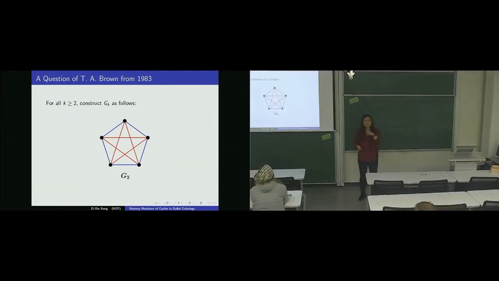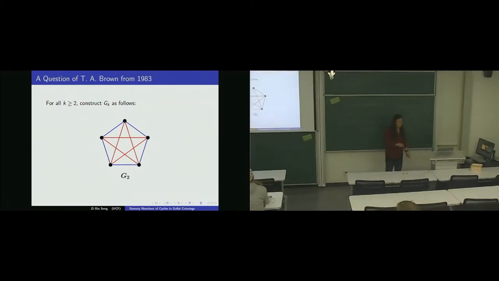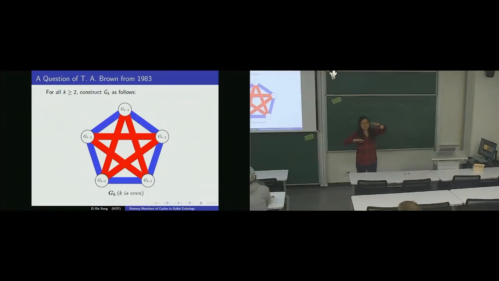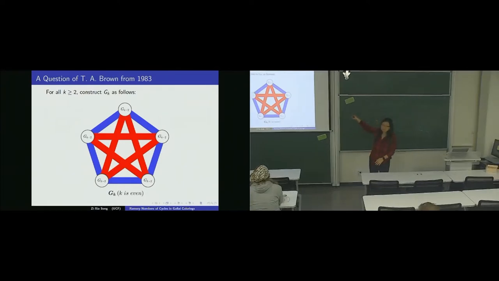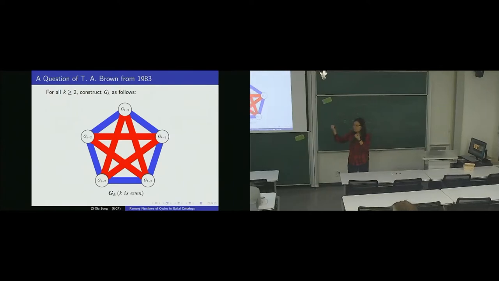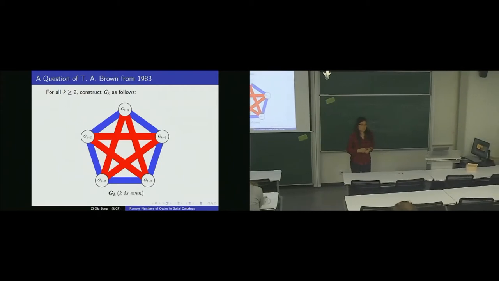What if I have four colors? Because even order goes differently, okay? If I have four colors, what do I do? You can imagine when k is even, G_{k-2} is already constructed. For the two new colors I introduced, I call them red and blue, right? I draw this picture one more time. Now I blow each vertex up, replace it by G_{k-2}.